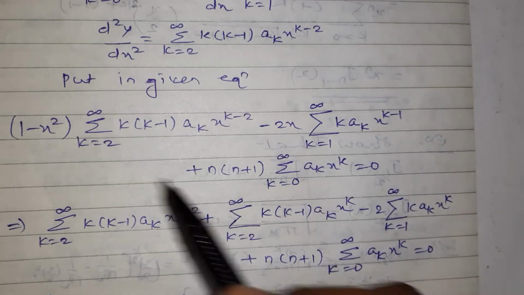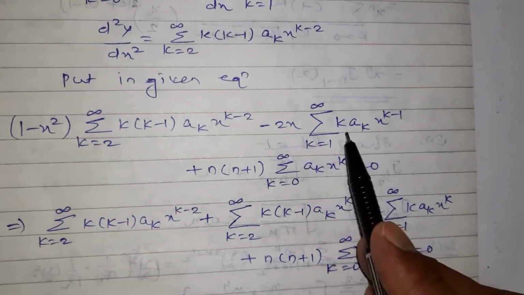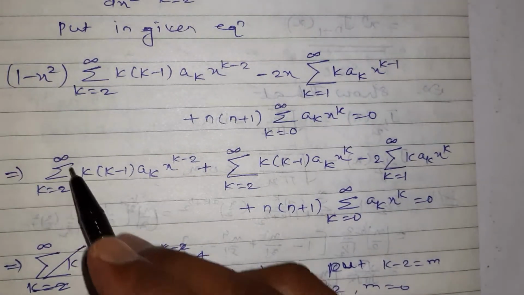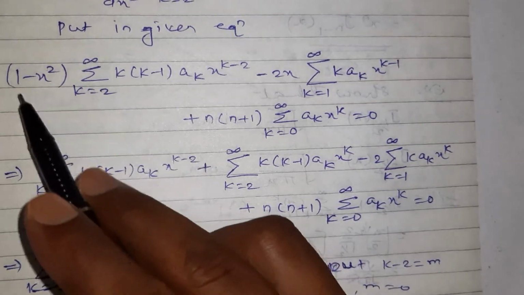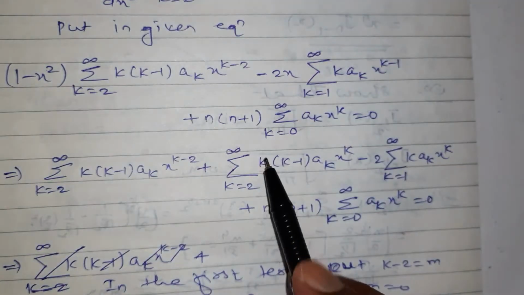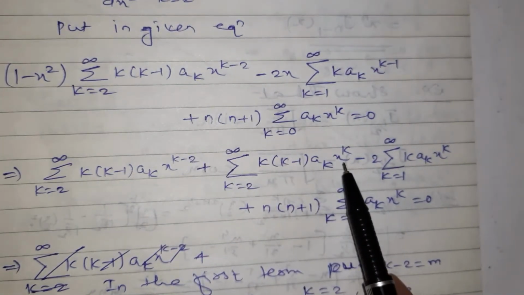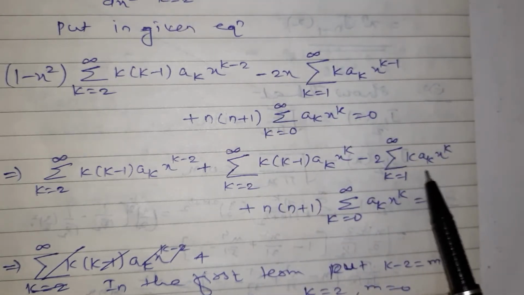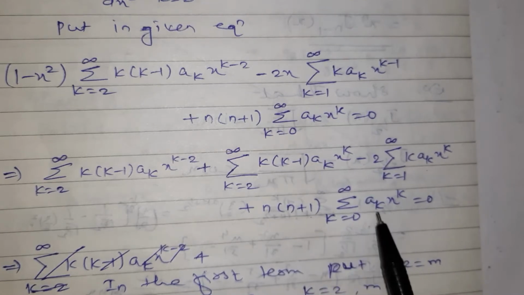But before that, multiply the 1 inside, then x square inside, x inside, and simplify the terms. So the simplified first term is k equal to 2 to infinity k into (k minus 1) ak x raised to k minus 2, because 1 we have multiplied. Now multiply x square, so x square and the minus 2 goes away, I get ak x raised to k. Then multiply x inside, so again I get k ak x raised to k. And the last term as it is, n into (n plus 1) ak x raised to k, series k equal to 0 to infinity.